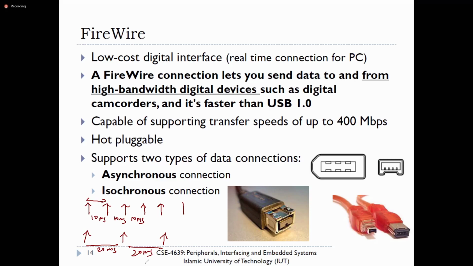the transmission interval is defined with two time variables. So this is called delay jitter. So isochronous is supported by FireWire.